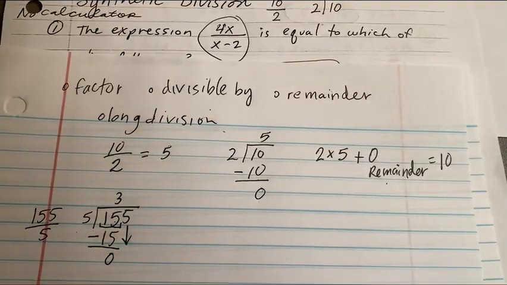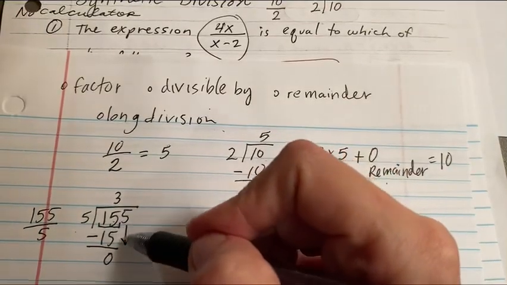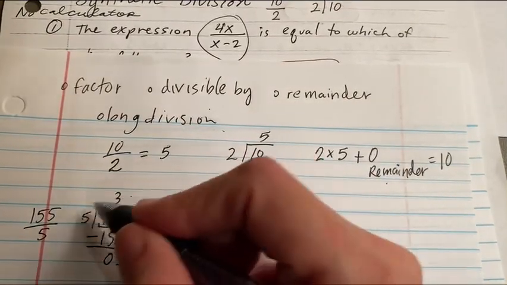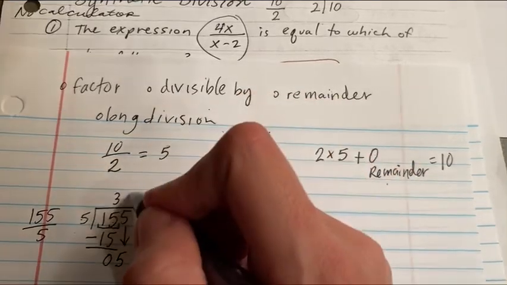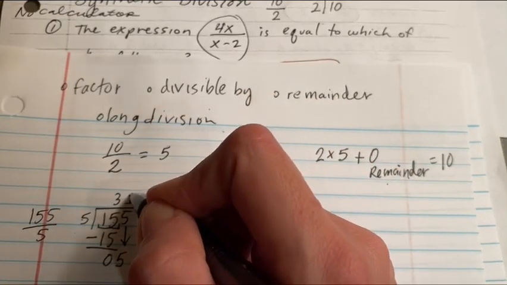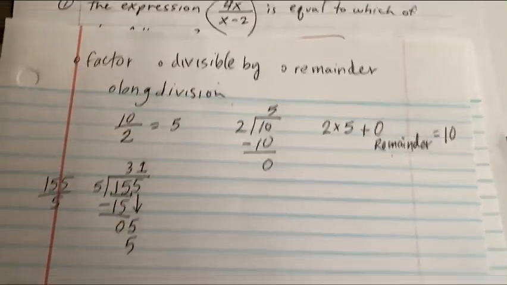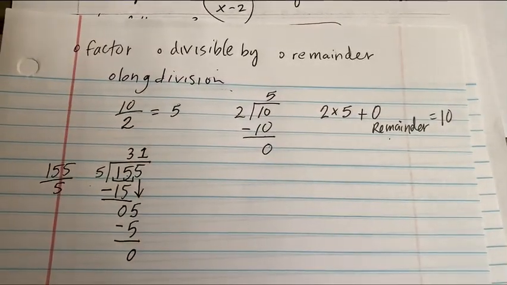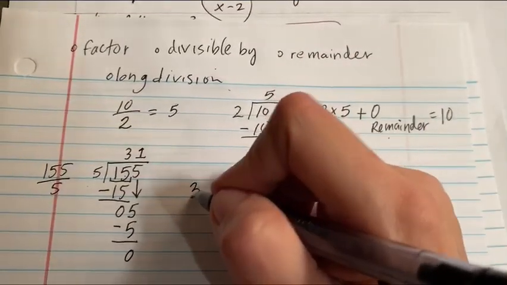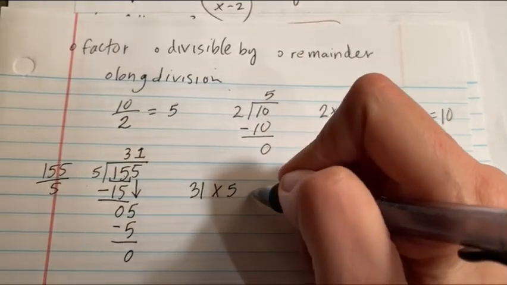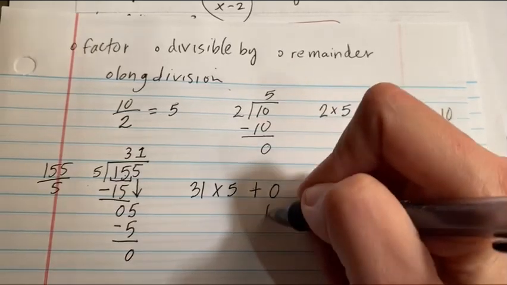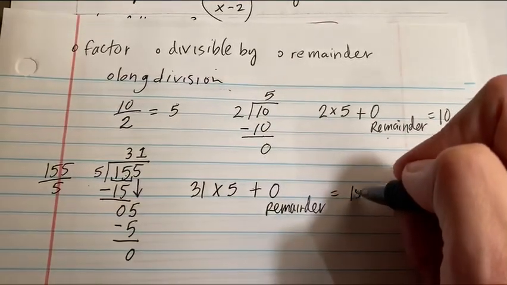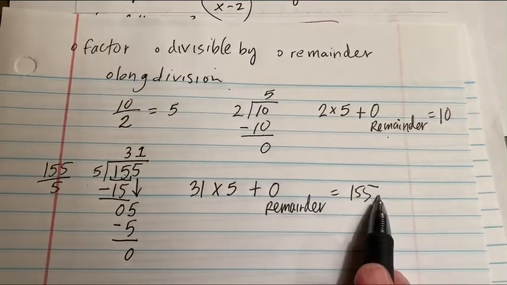So remember, next we do this drop down thing. So the 5 drops down and we do this again. We say what times 5 would get 5 to cancel out. And so we say 1 times 5 would get 5 to cancel, but we distributed a negative through here. So what have we done? Well, we've restated that 31 times 5 and no remainder would be equal to the term 155. And that's a true statement.